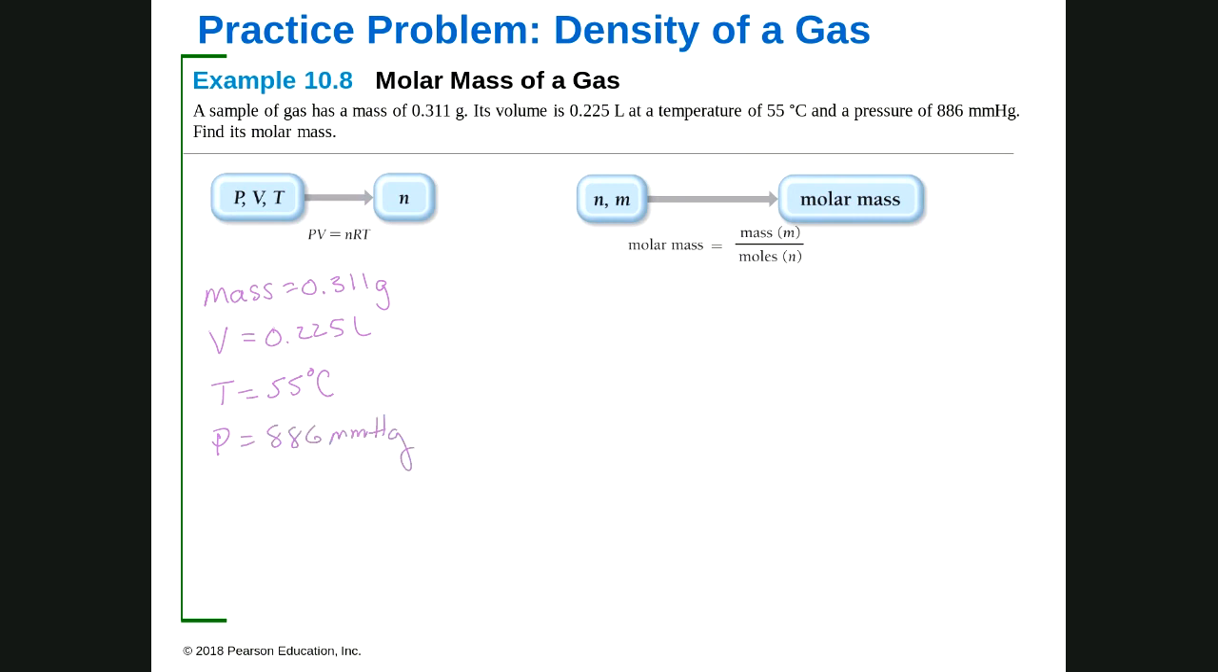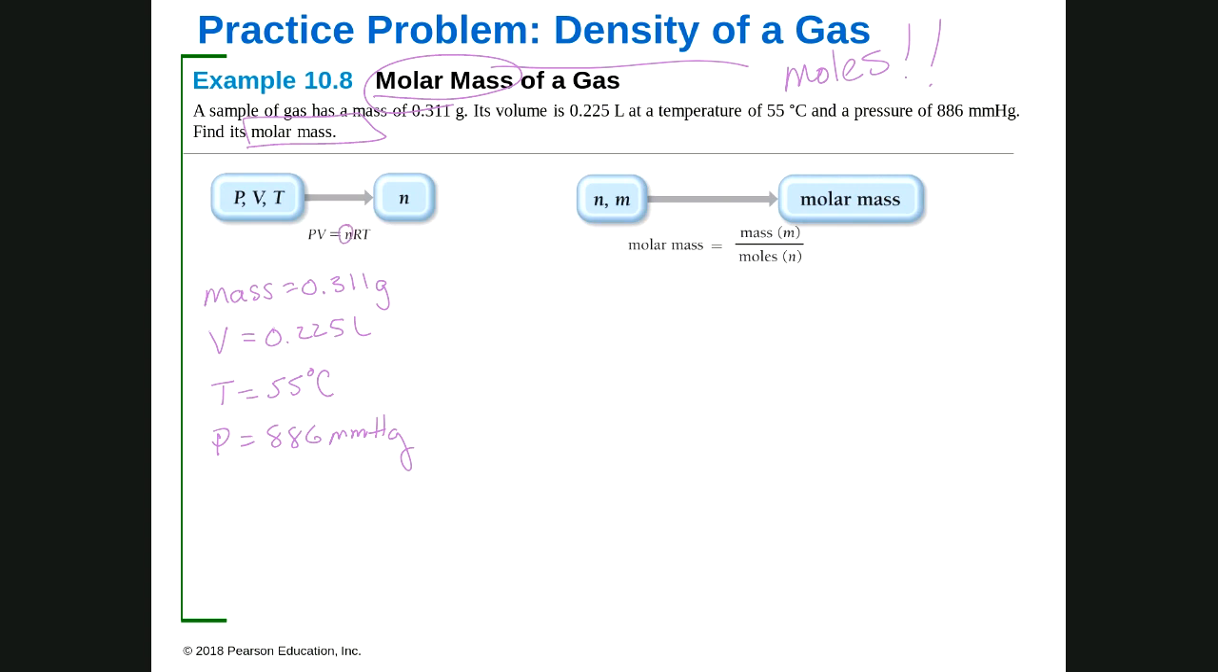All right, and it wants to know what its molar mass is. When I'm looking for molar mass, I'm going to have to know moles first. So if I'm looking for moles, I'm going to be using PV equals nRT. Because it's not something changing, I can't use the combined gas law first. I can only use the ideal gas law, PV equals nRT, because I'm looking for n, moles.